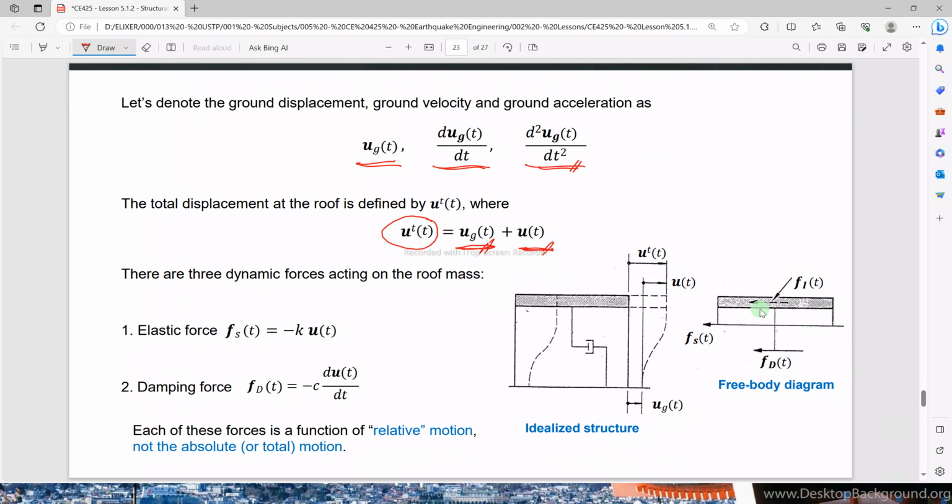We have the u t of t is equal to the ground, or the total displacement of the roof is equal to the ground displacement plus the displacement of the structure. Since there is no applied force, that type 3 dynamic force that acts on the roof mass, you have again this elastic force and the damping force. So don't forget with these very basic formulas. Each of these forces is a function of relative motion, not the absolute or total motion.